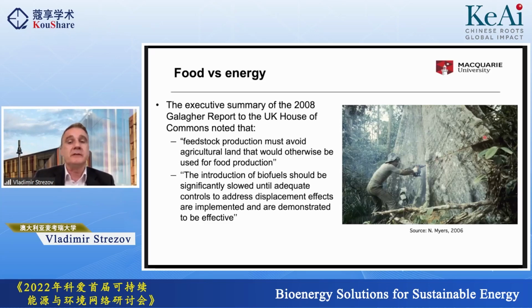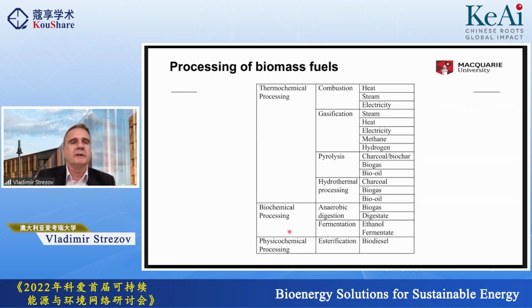So that practice is one of those that we claim, from the sustainability point of view, is actually worse than just using fossil fuels. There was a report in the UK, quite some time ago, that said feedstock production must avoid agricultural land that would otherwise be used for food production. The report said the introduction of biofuels should be slowed until solutions are found. So what are the solutions?